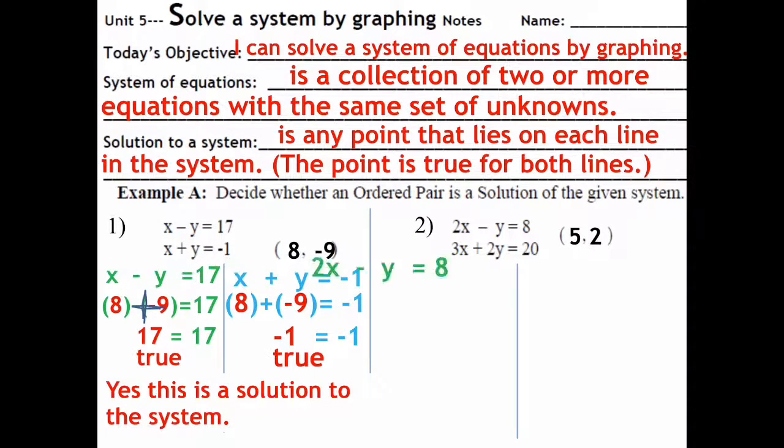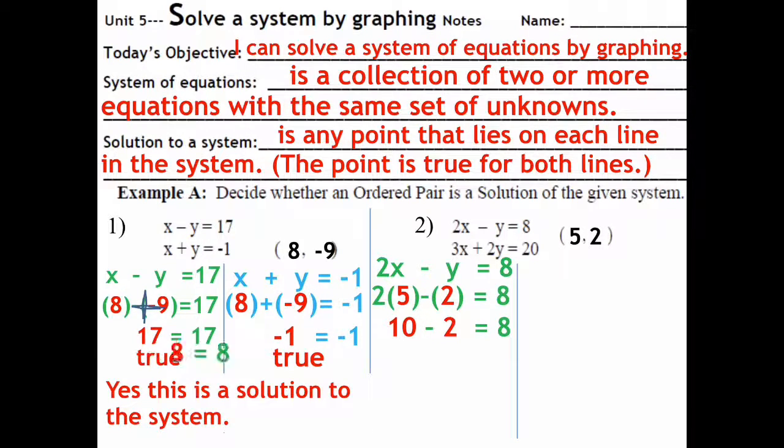So let's plug in 5, 2 to number 2. The first equation is 2x minus y equals 8. Go ahead and plug 5, 2 into that equation. All right, so when we plug it in, we get 2 times 5 minus 2 equals 8. You wind up with 10 minus 2 equals 8, which is 8 equals 8. This is true.